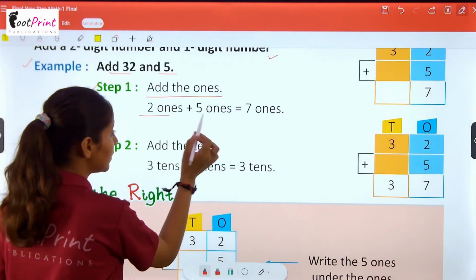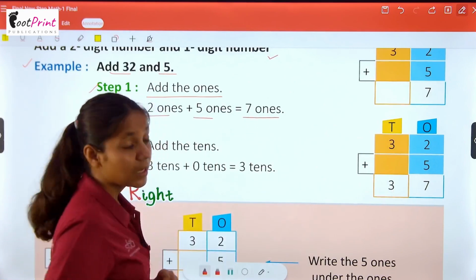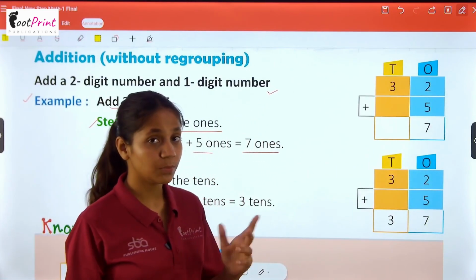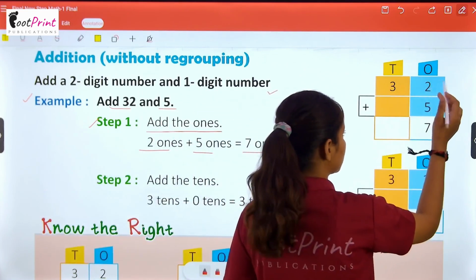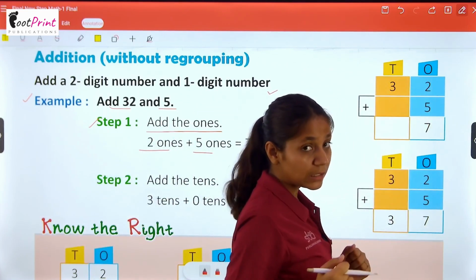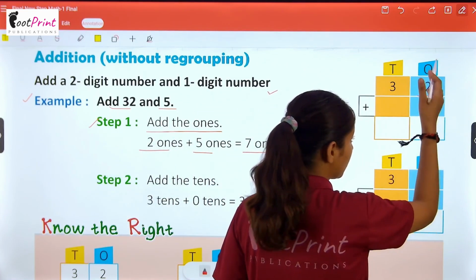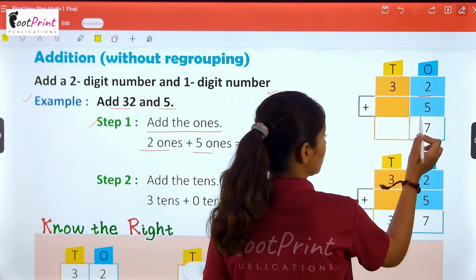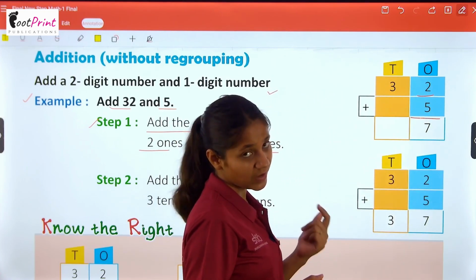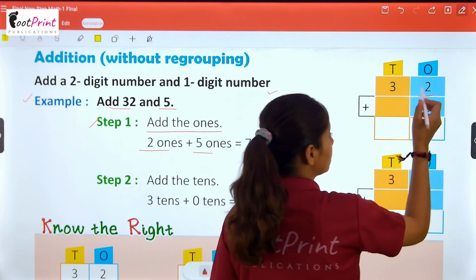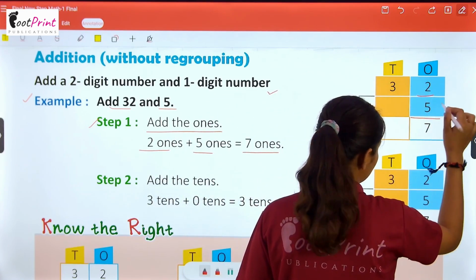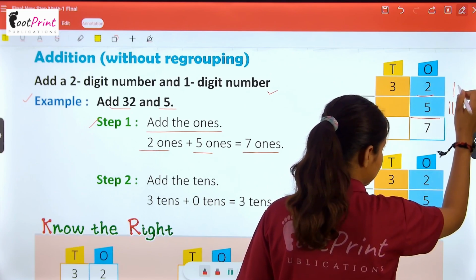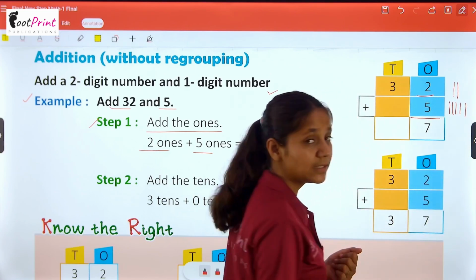So 2 ones and 5 ones are 7 ones. And we will also make a column to make it easier to solve. So 3 and 2, 32. We will put 2 in the ones column and 3 in the tens column. Now we have 5. So we will put 5 in the ones column because 5 is at the ones place. Now 2 and 5 are 7. 1, 2, 3, 4, 5, plus 2: 6 and 7. So we write here 7.